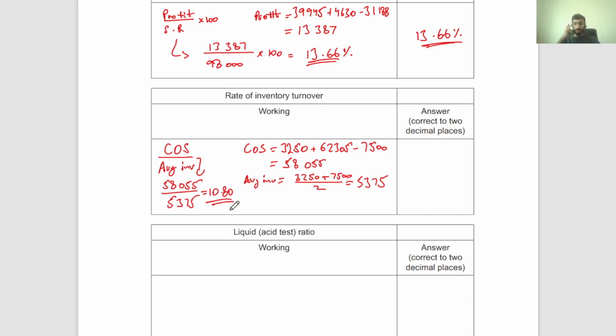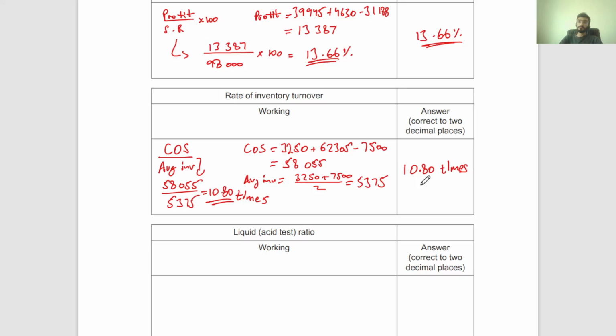In the calculator, it gives us 10.800930 and so on. Just give 2 decimal places, even if it is 0. Okay, and just make sure you give the measure as well. That's the number of times, the unit of measurement. 10.80 times.